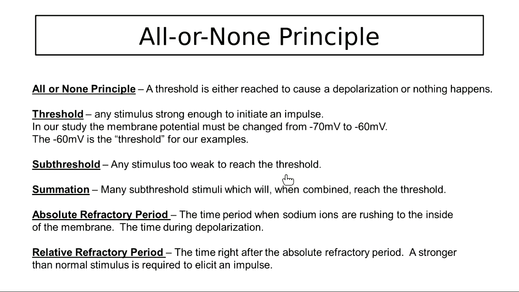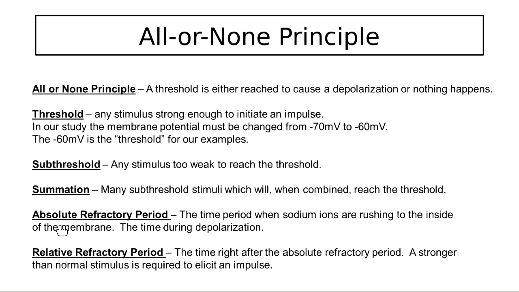Summation, when you add things together. You sum: 1 plus 1 plus 1 is 3. That's a summation. So summation: many subthreshold stimuli, which will, when combined, reach the threshold. So you have several synaptic knobs releasing acetylcholine, and their combined forces will allow the threshold to be reached.